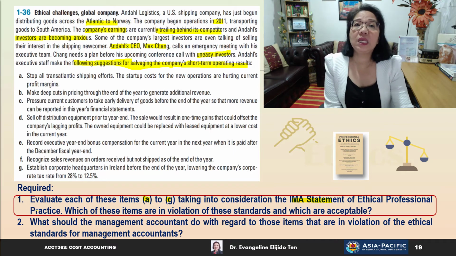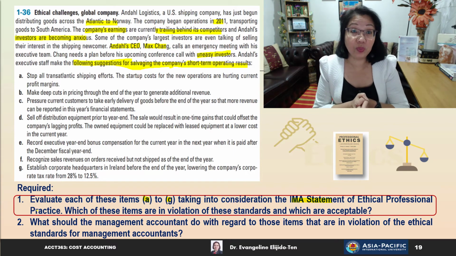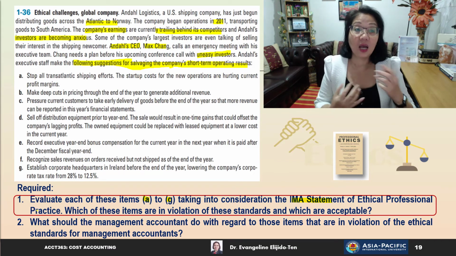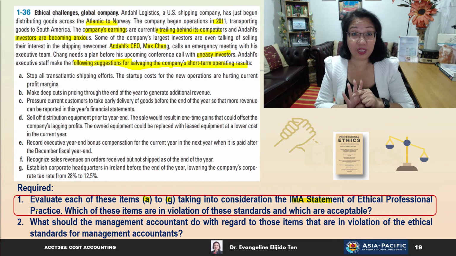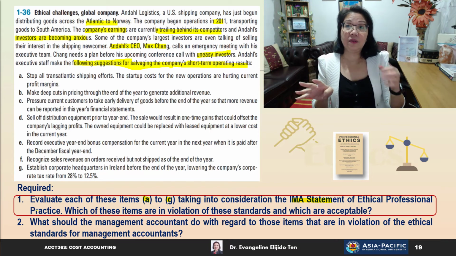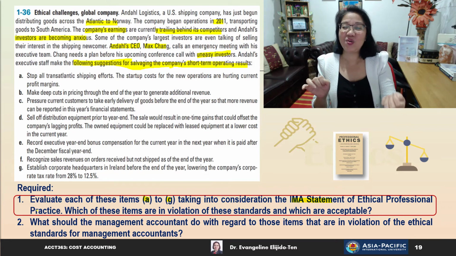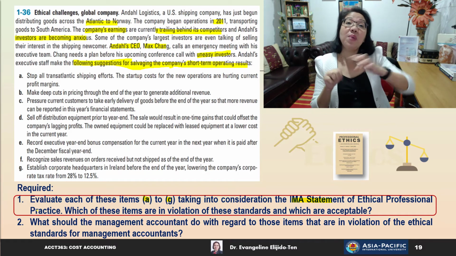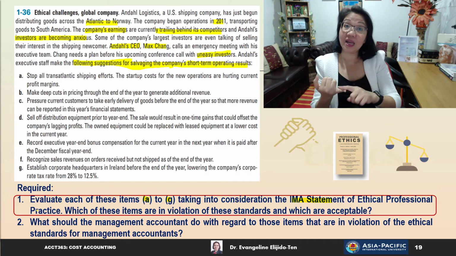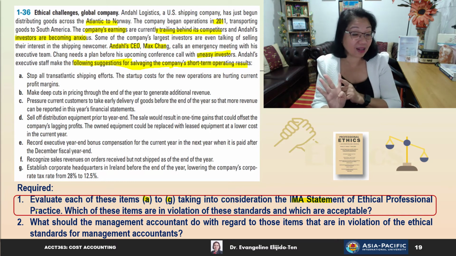All right. So firstly, the overarching principles of the IMA Statement of Ethical Professional Practice are honesty, fairness, objectivity, and responsibility. All right. So whilst the ethical standards are the 3 C's and 1 I, right? You remember what are the 3 C's? Competence, confidentiality, integrity, and credibility. All right. But the overarching principles of the Statement of Ethical Professional Practice are honesty, fairness, objectivity, and responsibility.